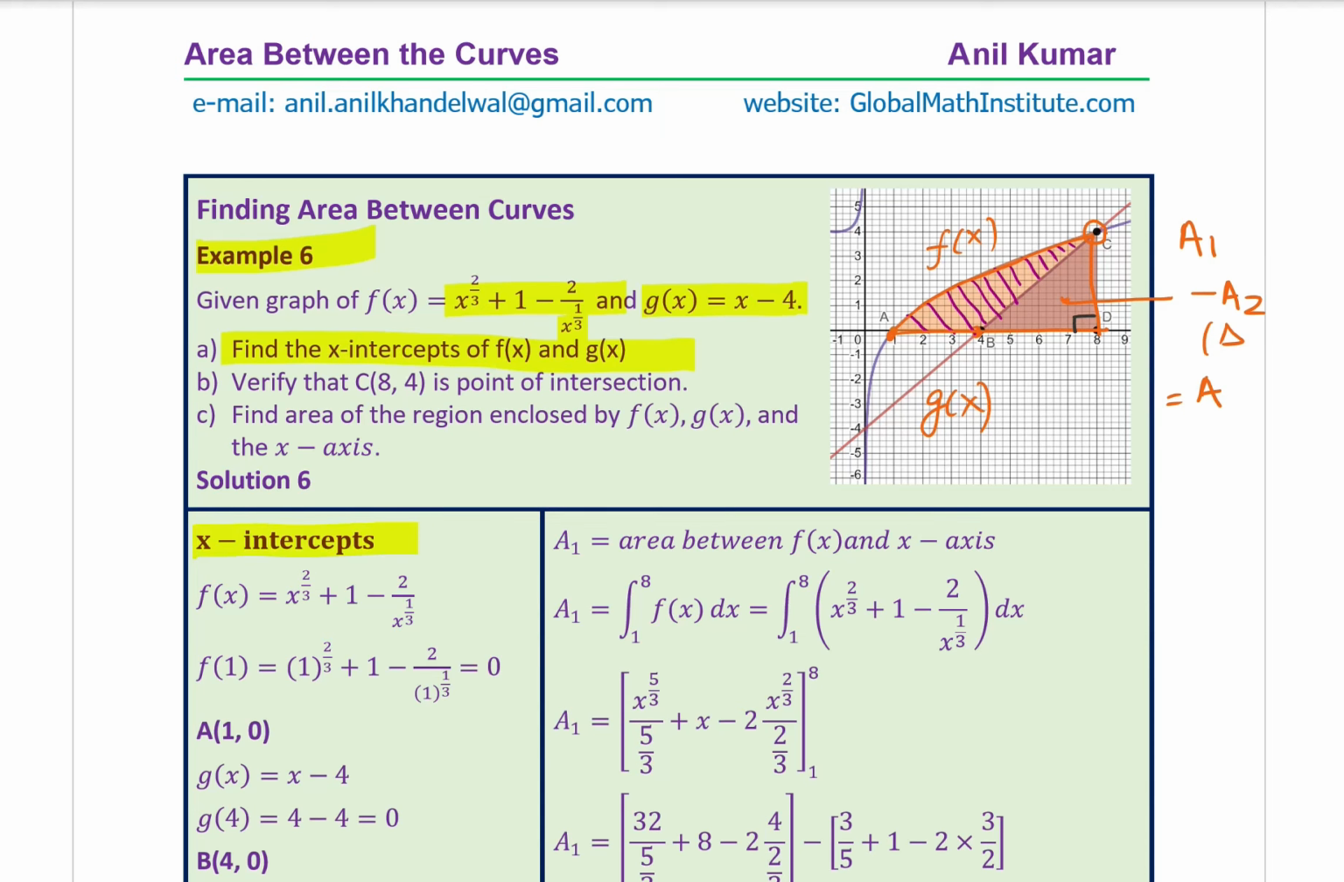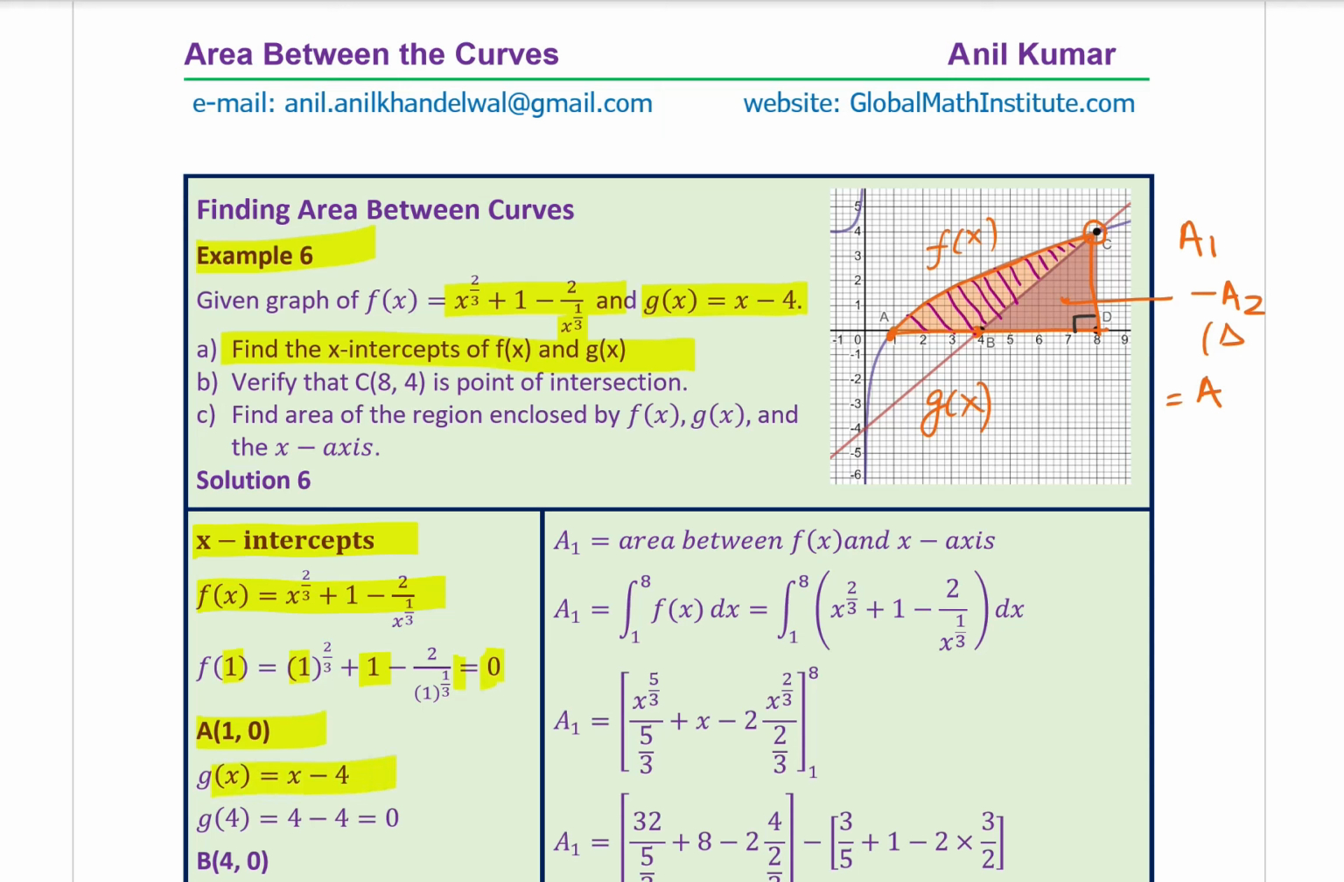Okay, so let's begin by finding the x-intercepts first. For the x-intercepts, I adopted a method, because these are radical functions, right? Solving radical equations will be difficult. So why not try some values? So we tried f of 1. If I substitute 1, I get 0. That means we have an x-intercept at 1. You get the idea, right? So that is how we tried it.